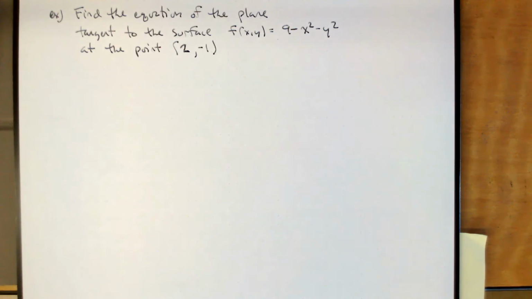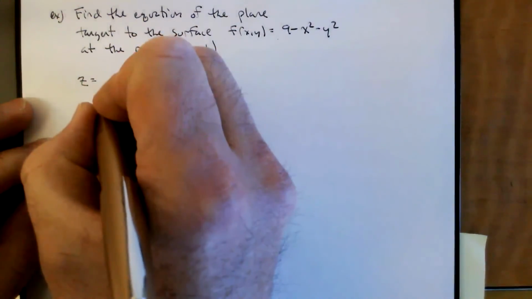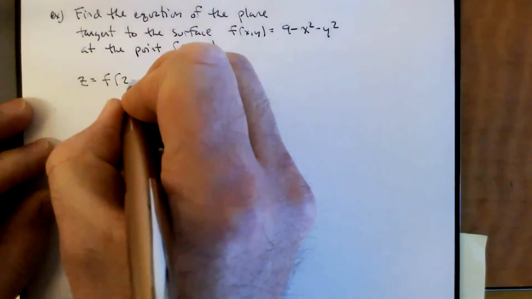We are going to construct this plane the same way we constructed the line. We'll pick a starting point. That'll be the function evaluated at that point. And then we'll have the derivative in the x direction multiplied by the change in x, and the derivative in the y direction multiplied by the change in y. So our equation is going to be the function evaluated at 2, -1.